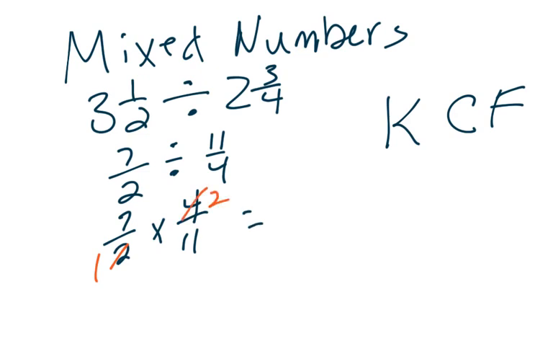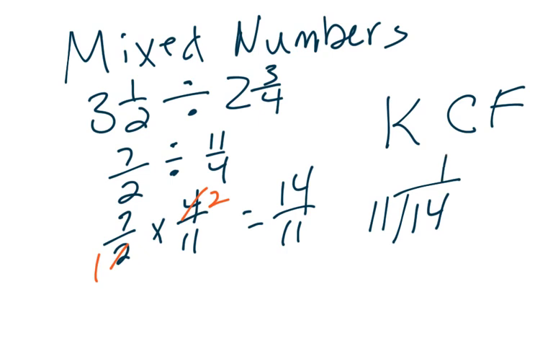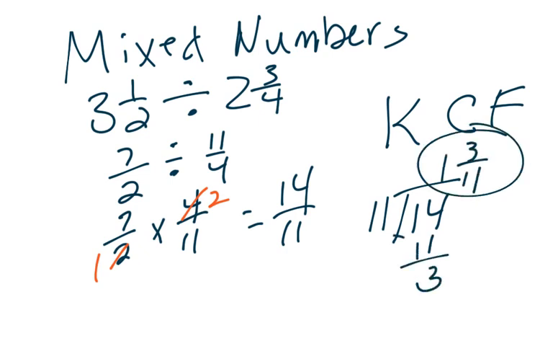Then I'm going to multiply across. 7 times 2 is 14. 1 times 11 is 11. Then I need to simplify 14 divided by 11. My answer will be 1 3/11. Okay.